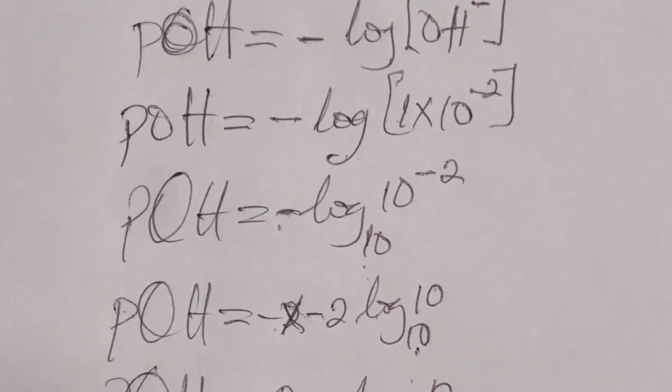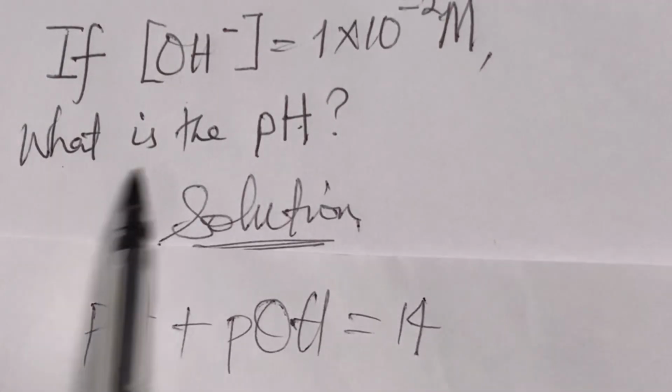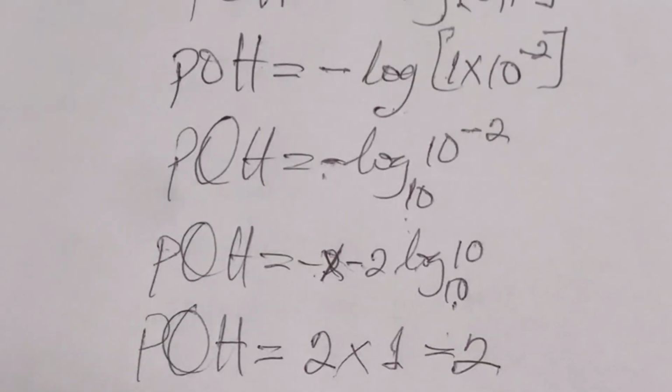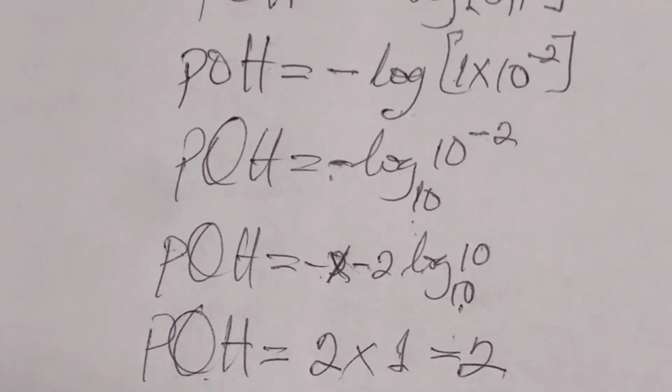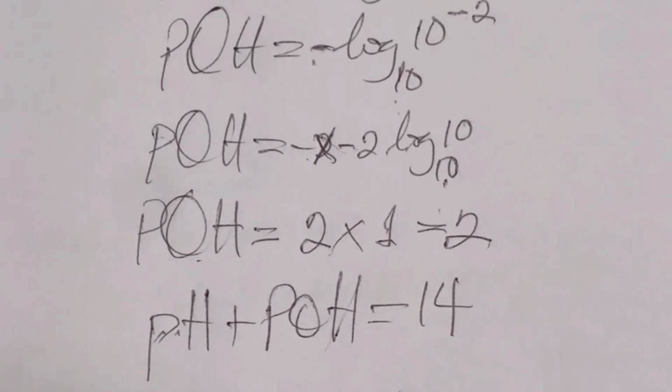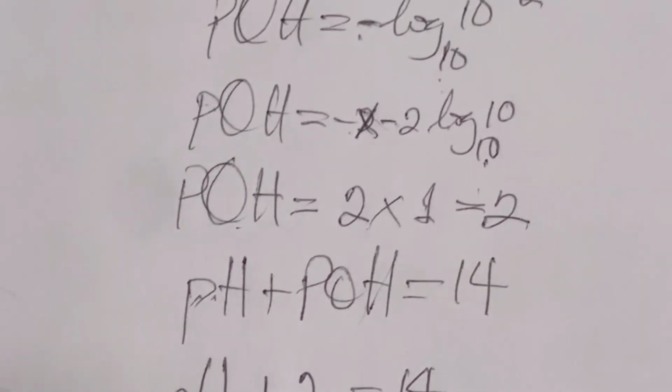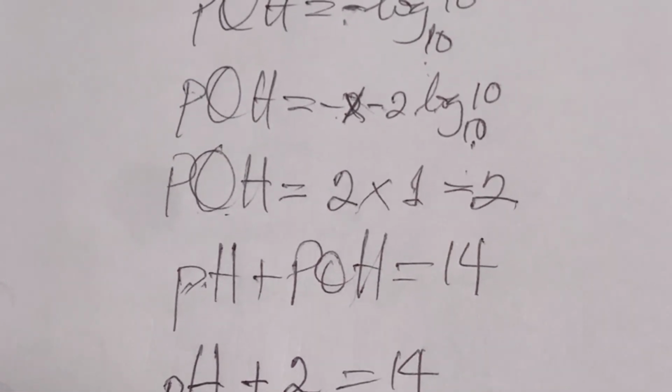Remember that formula. See what they are asking us to find. They ask, what is the pH? So the formula pH plus pOH equals 14. Now I have the value of pOH, which is 2. So to find pH, pH plus that 2 equals 14. I make pH the subject of the formula: pH equals 14 minus 2. So pH equals 12.